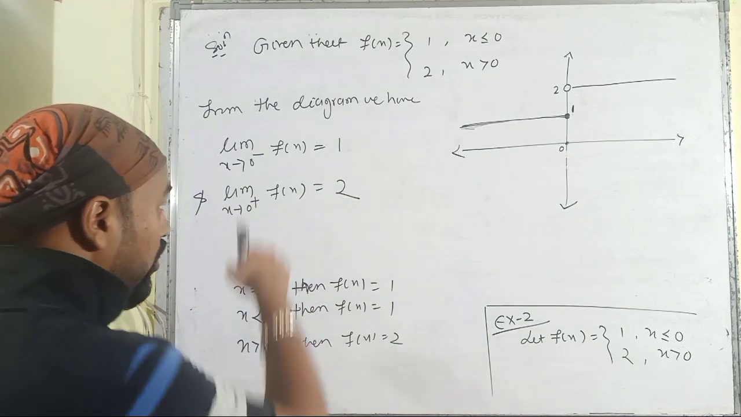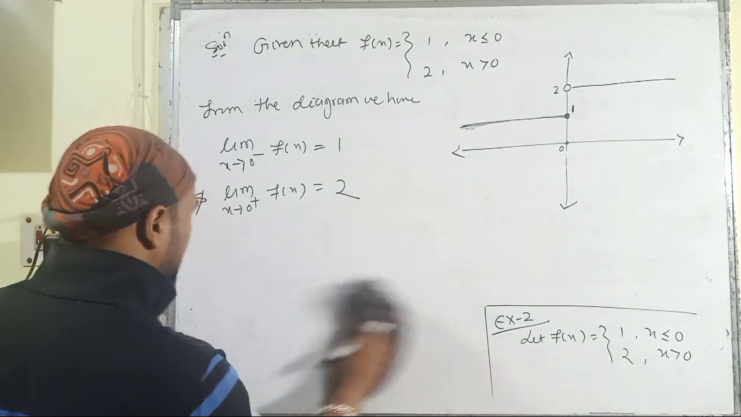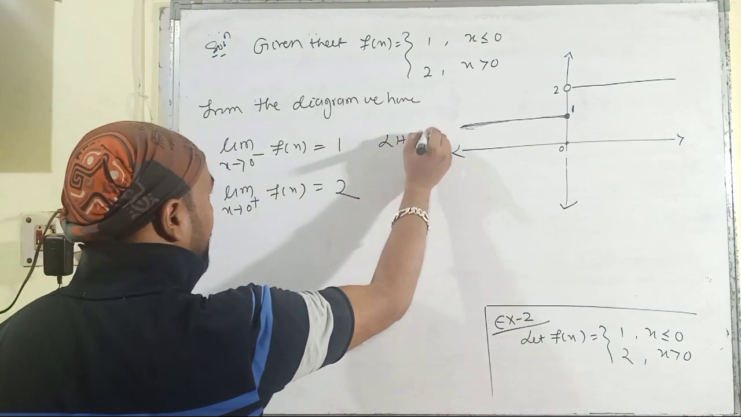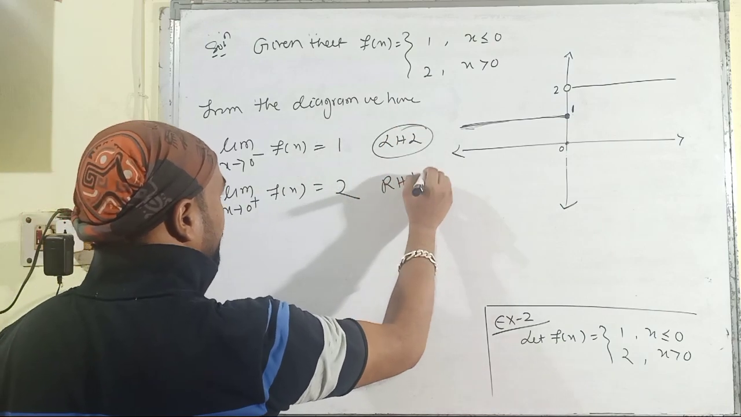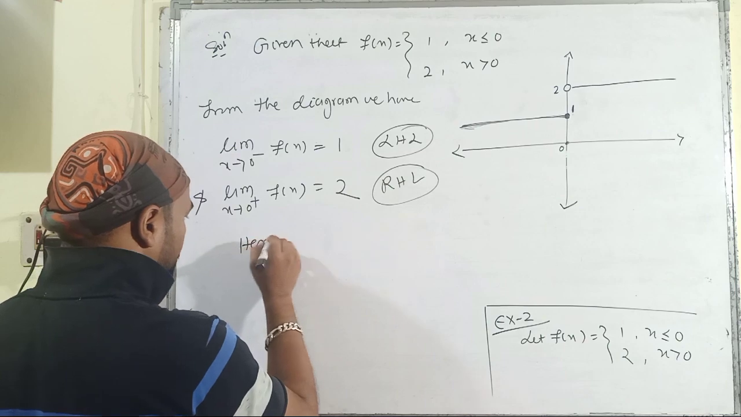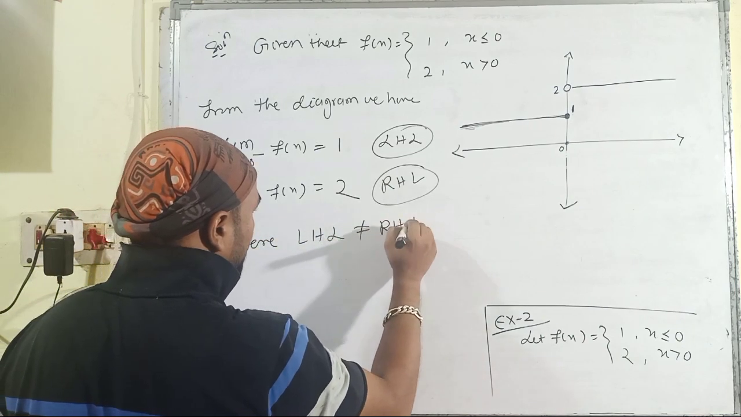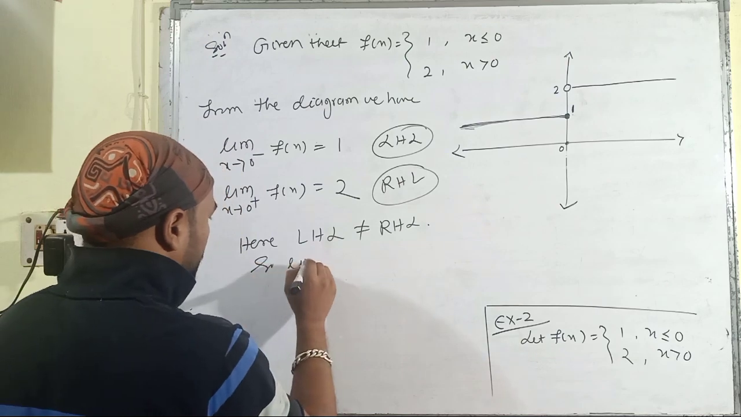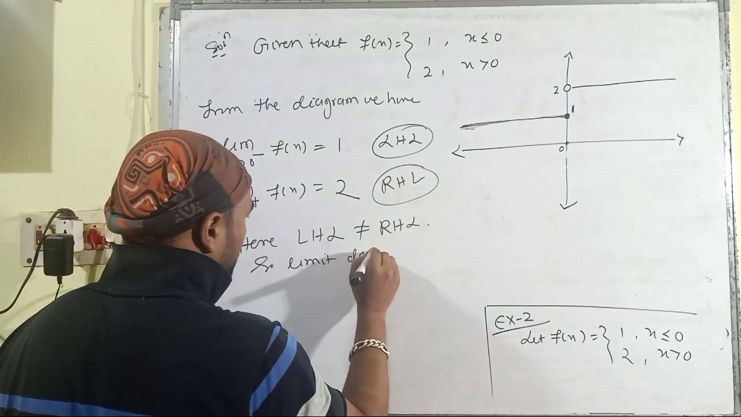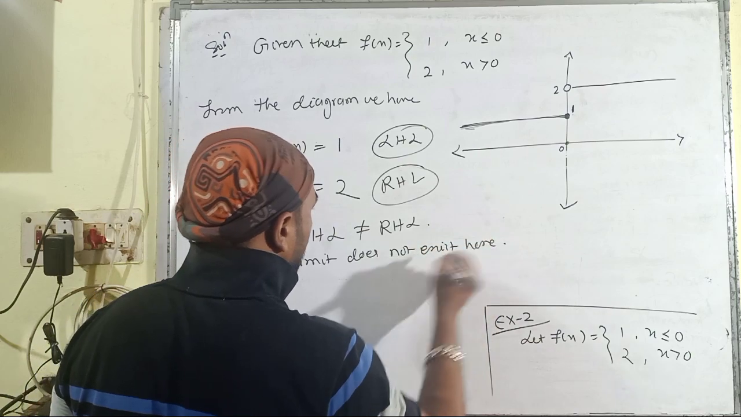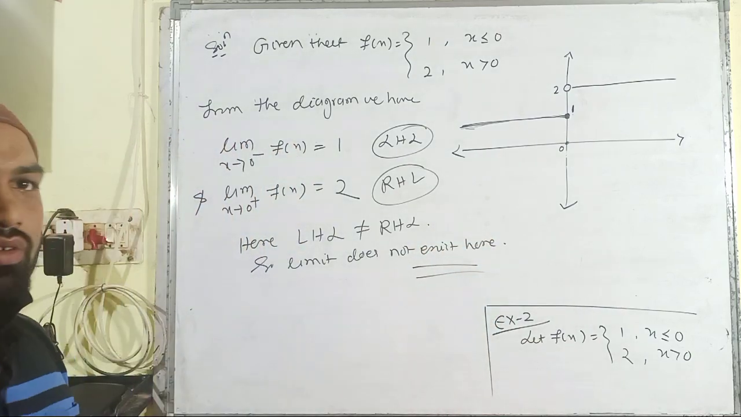That means they are not equal with each other. That means they are not giving a common value. Here this is the left hand limiting value, and this is the right hand limiting value. Left hand limiting value is not equal to right hand limiting value, so the limit does not exist here. And here is the solution of the problem.